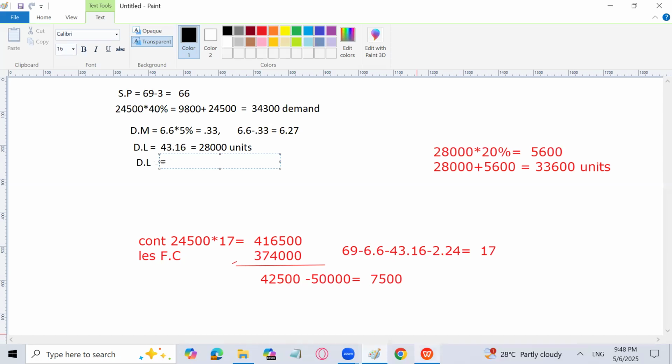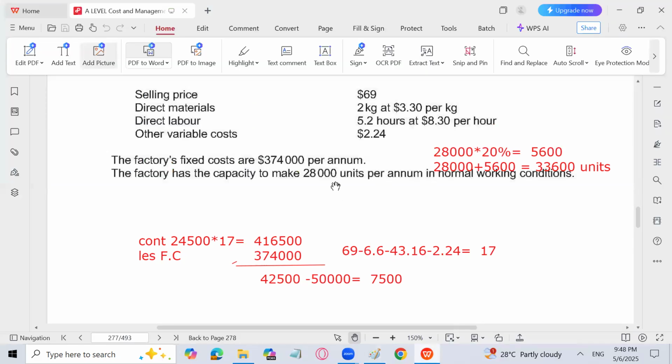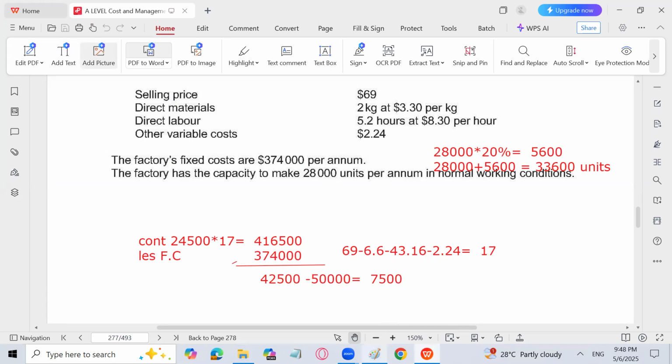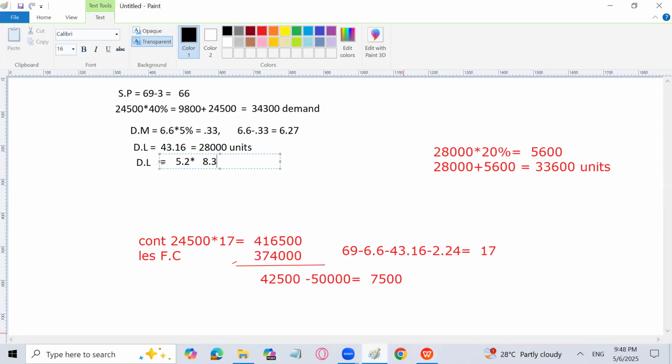Let me show you again. 28,000 units per annum is the normal working condition, and the overtime is going to be paid at 1.25 times the basic rate. So 5.2 multiplied by the basic rate, 8.3, into 1.25. So that is going to be the direct labor for the overtime units. What is the amount? 53.95.